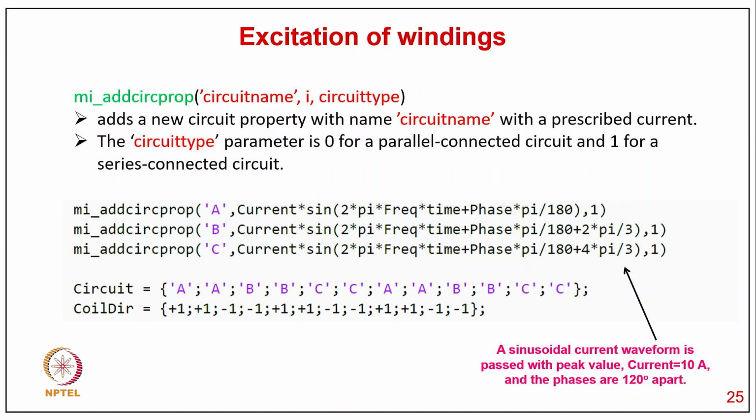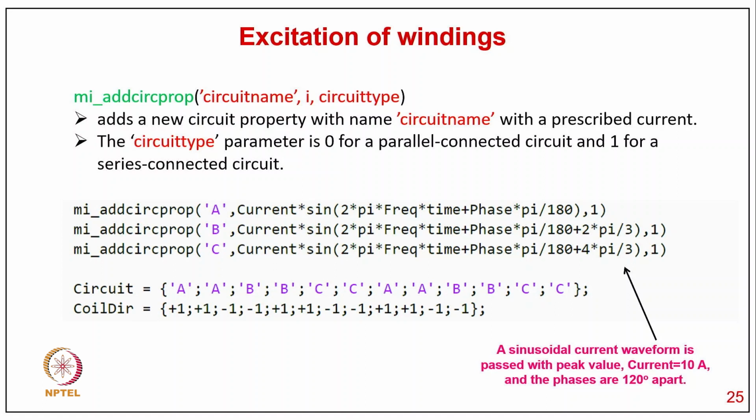So here is the excitation: mi_add_circuit(circuit name, i, circuit type). Add a new circuit property with the name circuit name with the prescribed current. The circuit type parameter is 0 for a parallel connected circuit and 1 for a series connected circuit.